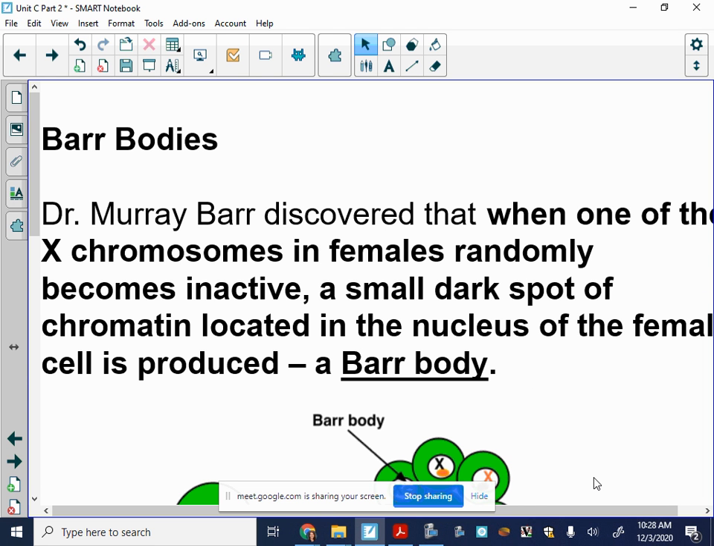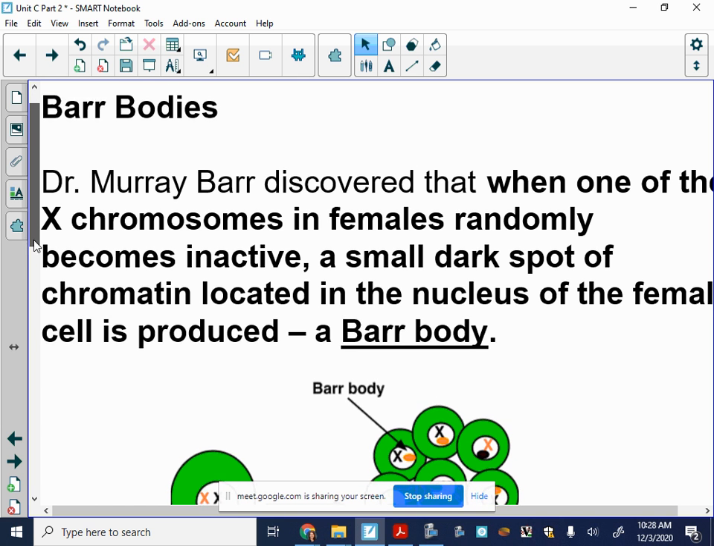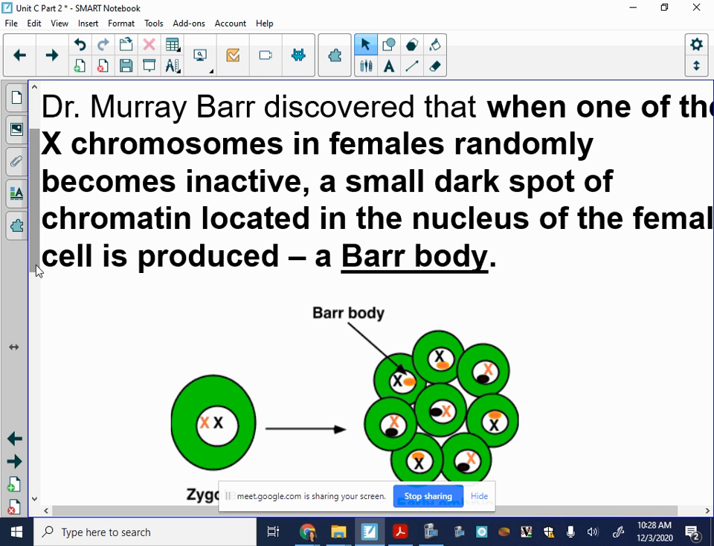Okay, so Barr bodies. Discovered by Dr. Murray Barr, hence the name. What he found was when one of the X chromosomes in females randomly becomes inactive, it shows up as a small dark spot of chromatin in the nucleus of the female. And we call that a Barr body. So the X chromosome simply crumples up and becomes inactive.